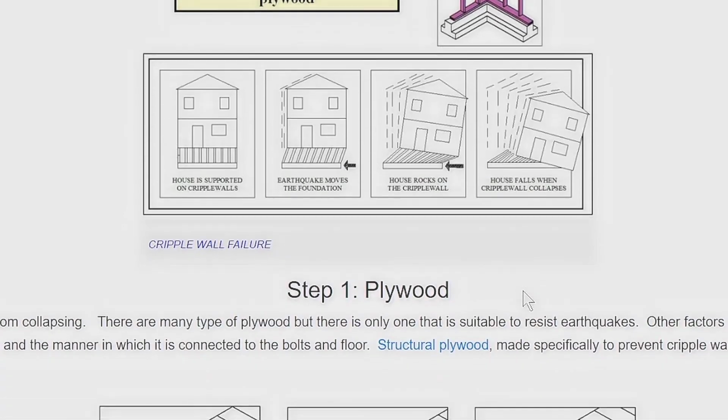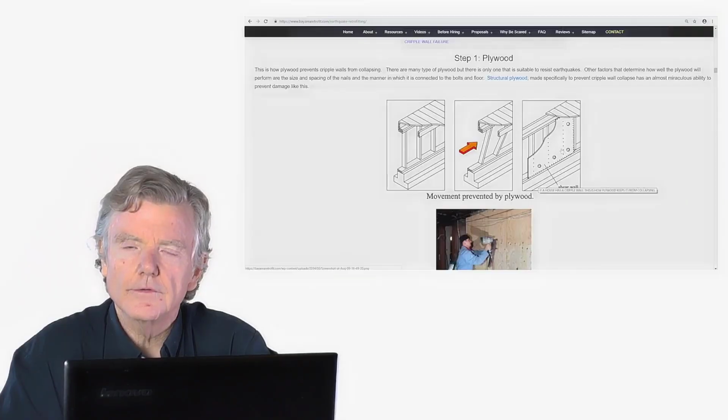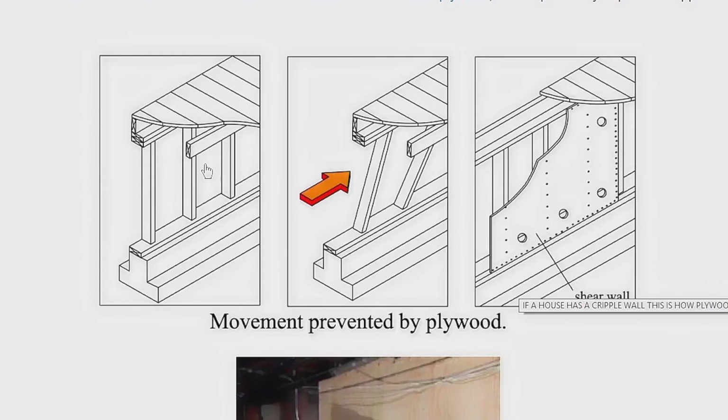The way that's done is actually pretty simple. You'd never think it was this simple, but all you do is you put on a piece of plywood. Here's our cripple wall, our unbraced cripple wall, with earthquake force shown by the red arrow. That's trying to cause the cripple wall to collapse, and then we put on this piece of plywood.